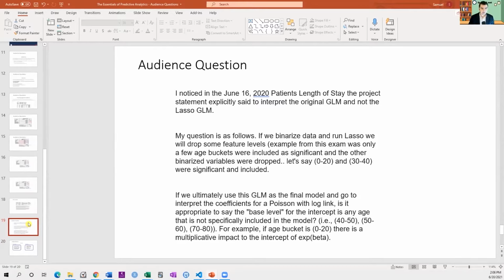So my question was, we did 3 things. First, we put the age variable into bins, and then we binarized each of the bin values. So we added dummy columns or indicator columns. And then you used a lasso, or you could use stepwise selection in order to remove some bins that are not significant. If we ultimately use this GLM as the final model and go to interpret the coefficients for Poisson with log link, is it appropriate to say the base level is the intercept of any age that is not specifically included in the model?